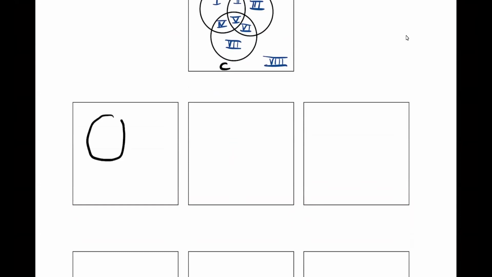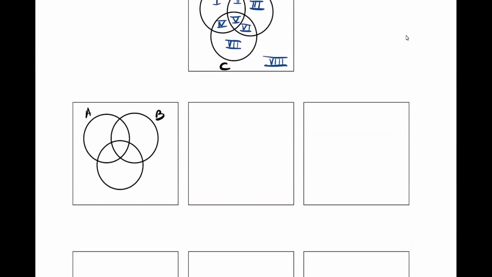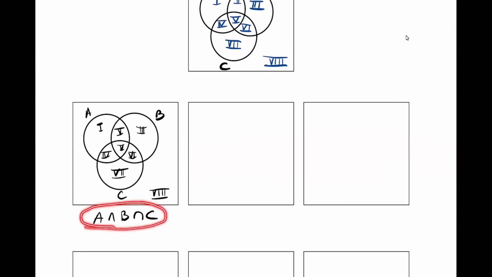I'm going to recreate the 3 sets again. All right, so we've got A, B, and C. Let's say we wanted to figure out the intersection of A and B and C. Does anybody know which region that would be? You said the intersection, right? Yes, the intersection of all 3 sets.